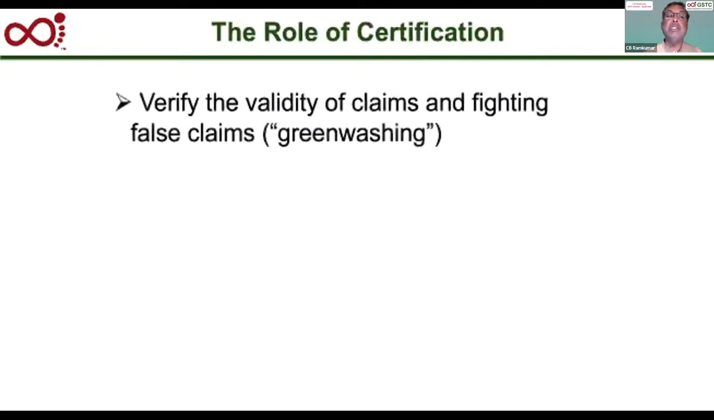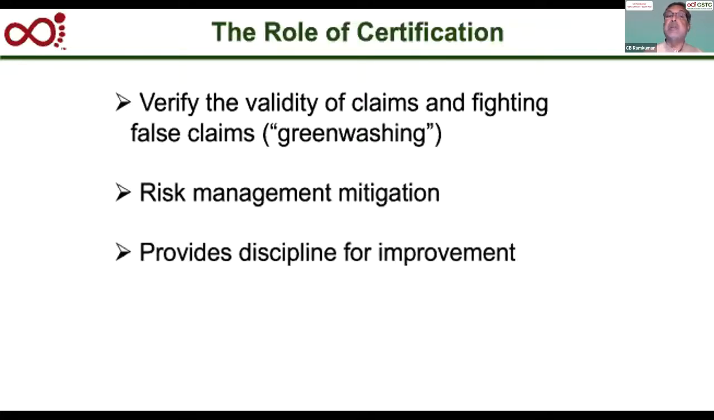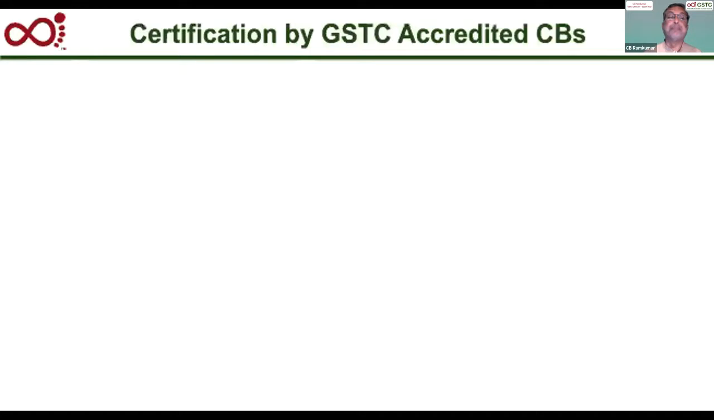So the role of certification is to verify the validity of claims and fight greenwashing, especially. A resort can say they are doing everything possible from a sustainability perspective. But who's there to certify that? And who's there to verify that? That is where the certification comes in. Certification bodies do that verification. It plays a role of risk management and mitigation, and it provides discipline for improvement. So if people want to move from point A to point B in terms of moving up the sustainability landscape, this helps them. And of course, the market access function, like I just mentioned earlier.